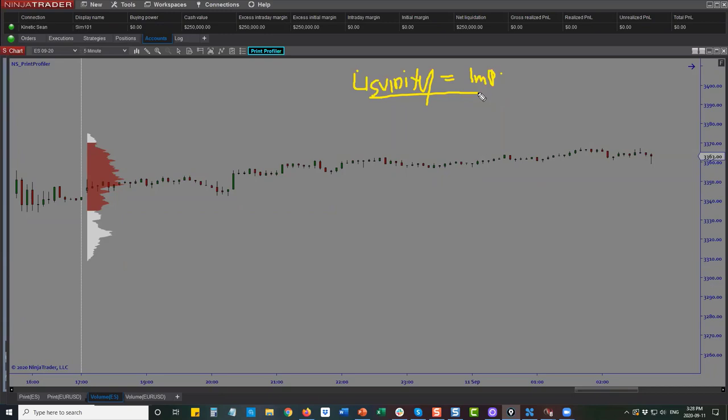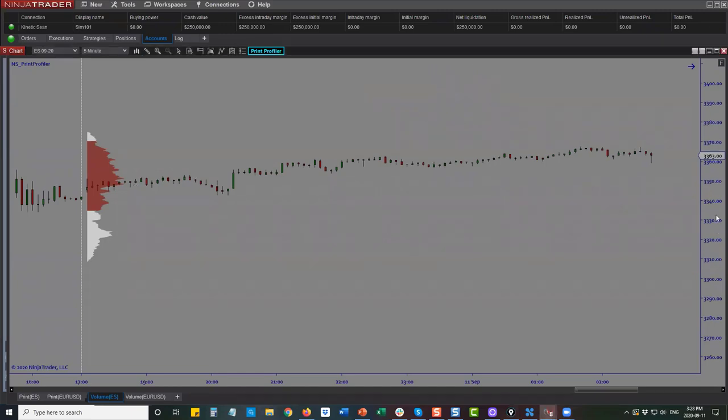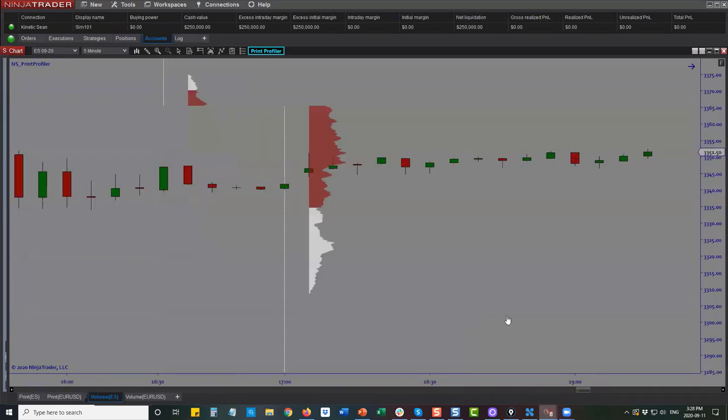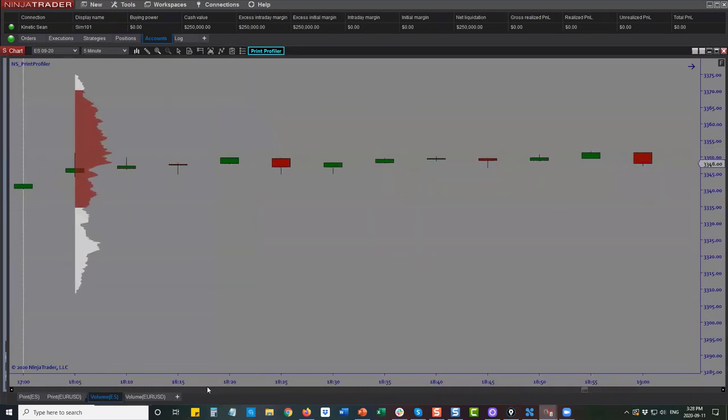Now, low volume is also important, but low volume is the opposite of liquidity. Low volume pockets will not let the market stay there. And that's the difference. The market wants to go to liquidity pockets, but the market doesn't want to stay in low liquidity pockets. So I'm going to go right here, because this is the day profile. This has already happened today.